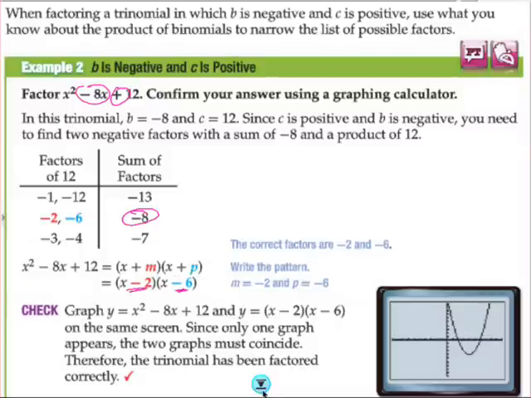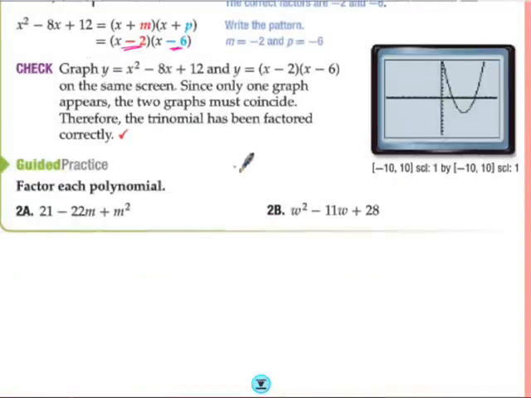The book is kind enough to show you here how you're able to go into your graphing calculator, and we'll look at this more specifically in class, but you can go into your graphing calculator and graph this quadratic. You can graph this and this on the same screen. If only one graph shows up, that means they're the same. And we'll look at that specifically in class and how to do that in both the TI and the Casio. Let's take a look at the example here.